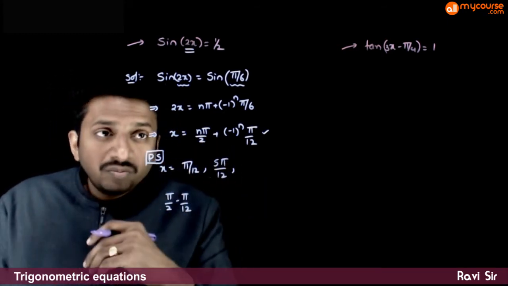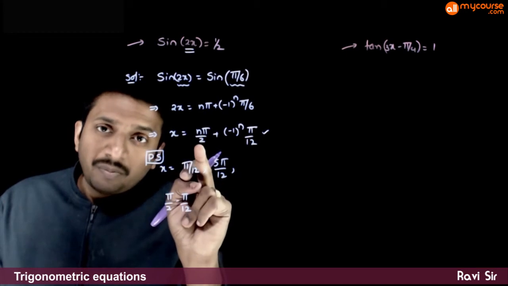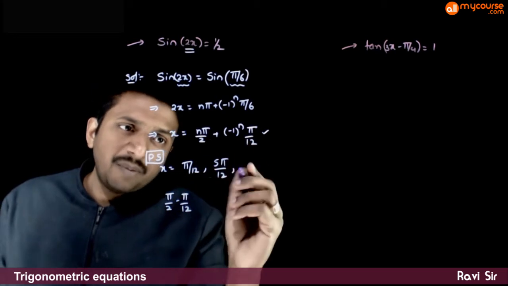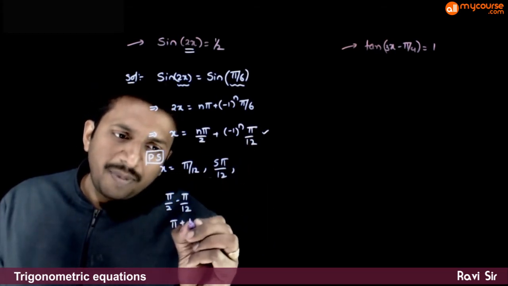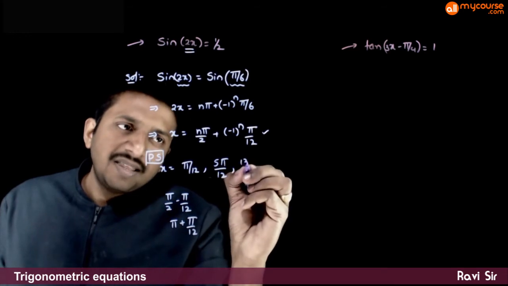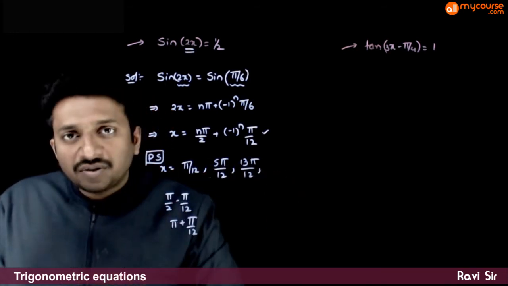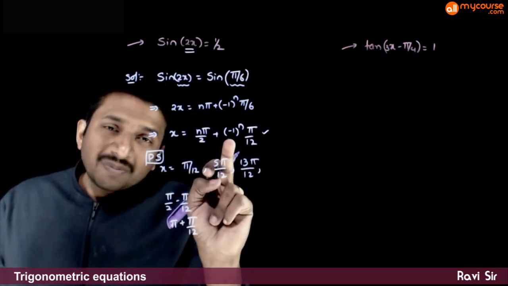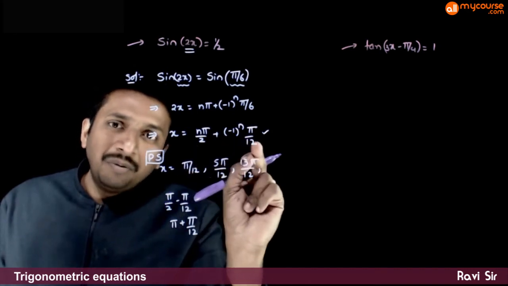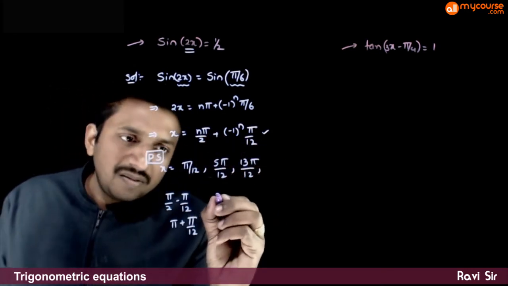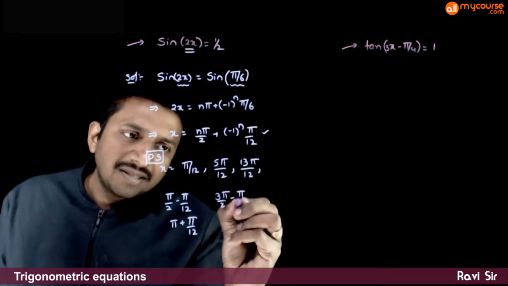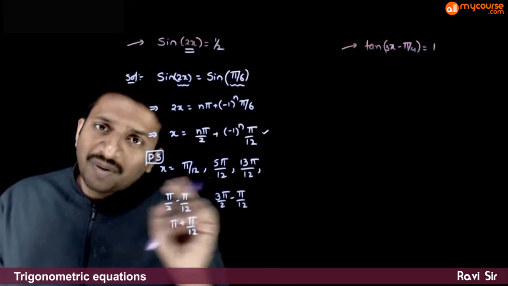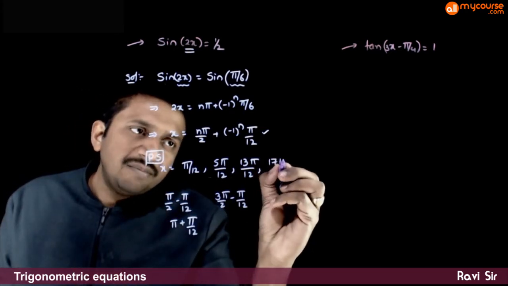If you put n is equal to 2, you have 2 into pi by 2, pi, plus minus 1 whole square is plus 1. So you have pi plus pi by 12, that is 13 pi by 12, the next solution. Next, if you put n is equal to 3, 3 pi by 2 plus minus 1 whole cube is minus 1. 3 pi by 2 minus pi by 12. If you multiply this with 6, 18 pi by 12 minus pi by 12 is 17 times pi by 12.